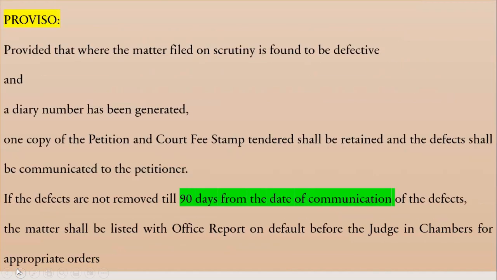Provided that where the matter filed on scrutiny is found to be defective and a diary number has been generated, one copy of the petition and court fee stamp tendered shall be retained, and the defects shall be communicated to the petitioner. Now see, if the defects are not removed till 90 days from the date of communication of the defects, the matter shall be listed with office report on default before the judge in chambers for appropriate orders. So, sub-rule 7 basically provides for timeline. Its main clause provides for 28 days time in aggregate, and the proviso provides for 90 days from the date of communication. So we have to remember this. So this is basically an important order for practitioners at the court.